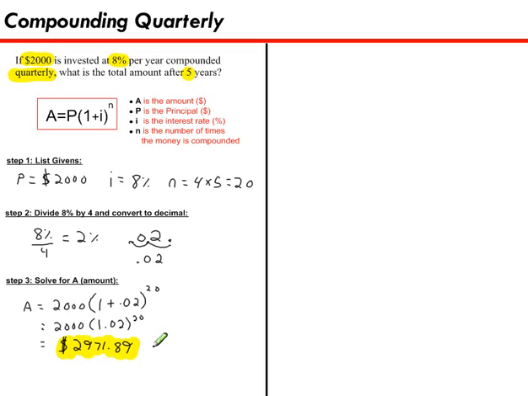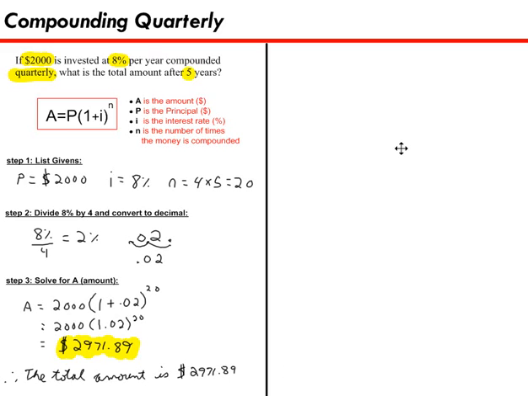So our money has grown from $2,000 to almost $3,000, $2,971.89. And the last thing I'll do is show you my concluding statement. Therefore, the total amount is $2,971.89. And there you have it, my problem's all solved.